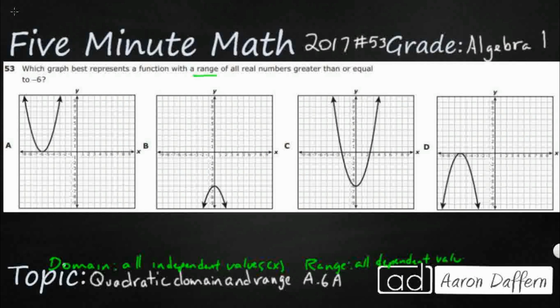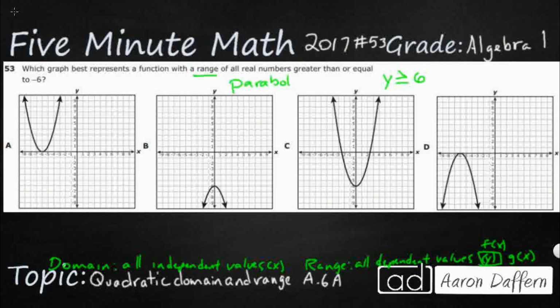Now, I said y values, but sometimes if we're not necessarily looking at a graph, it might be like f of x, it might even be g of x, h of x, whatever of x. Since we are looking at graphs, we are going to use y values right here. So we're looking for a range of all real numbers greater than or equal to -6. Okay, so what does that mean? Well, that means that if we wanted to show it mathematically, it's going to be y greater than or equal to -6.